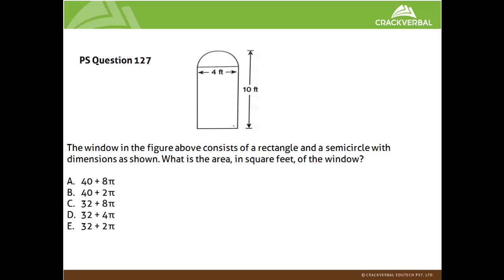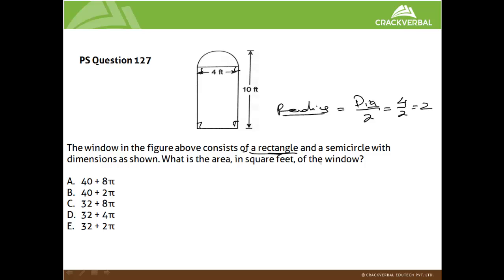The question says here the window in the figure above consists of a rectangle. Okay, so they have mentioned a rectangle now, so that means this is 90 degrees, this is also 90 degrees, with a semicircle, with dimensions shown above. So that means this is the diameter. So the diameter is 4 feet, and the diameter is nothing but 2 times the radius. So the radius is half of the diameter, diameter by 2. So in that case it has to be 4 by 2, which is equal to 2.